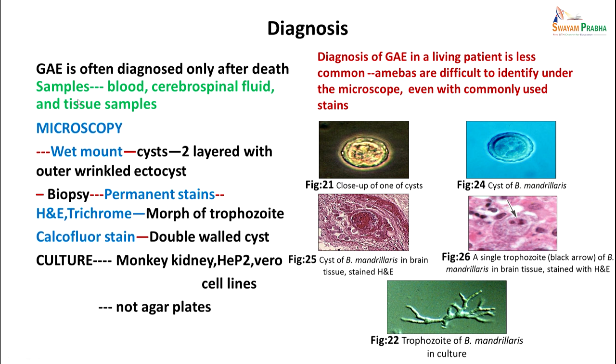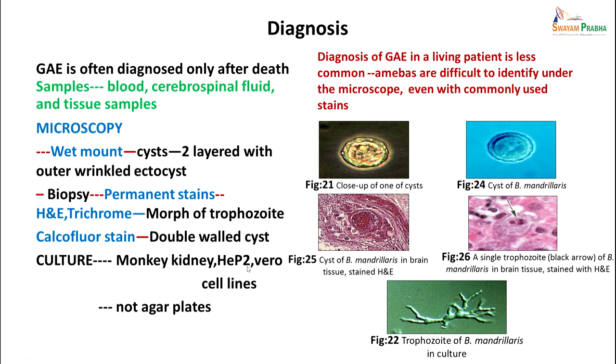Diagnosis is usually made only after death, because it is difficult to know that the patient could have got infection with this. You could get a blood sample, CSF sample, or a tissue sample. Diagnosis is usually done by a wet mount, where the cyst can be seen two-layered with a wrinkled ectocyst, or by biopsy with a permanent stain, H&E staining, or calcofluor staining, looking for cysts and amoebae in the tissues. You can also grow them on monkey kidney, HEp-2 or Vero cell lines, but not on agar plates, where they grow and can be seen eating away the cells.